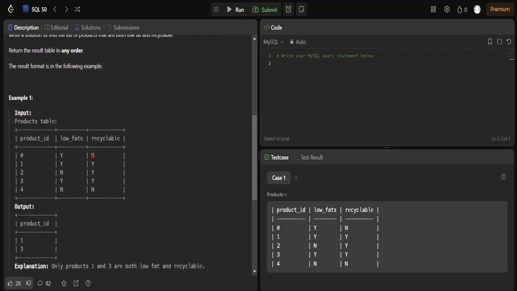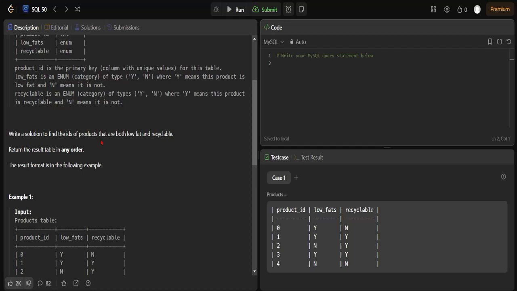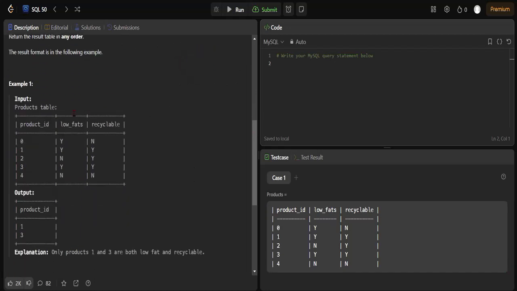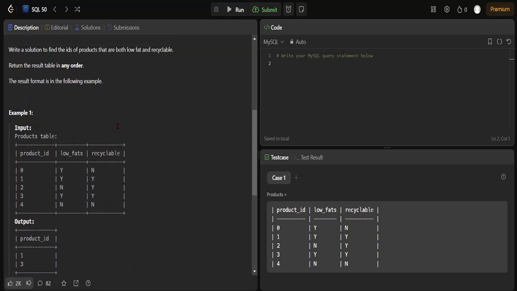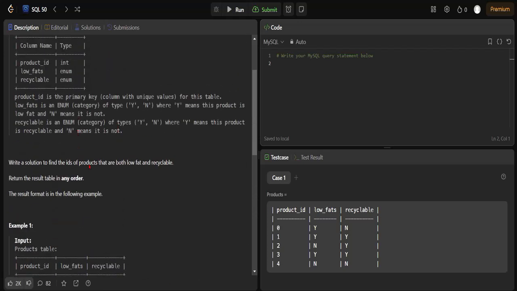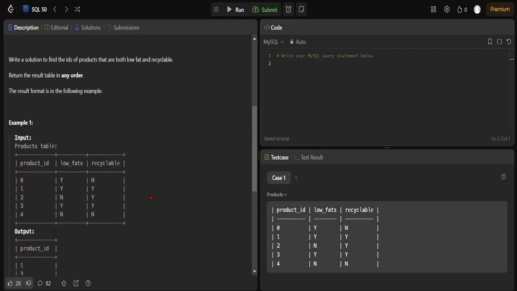Okay, so what is this question asking us? Write a solution to find the IDs of products that are both low fat and recyclable. All right, so we need to find this particular solution. What we can see here is the input: product IDs 0, 1, 2, 3, 4, low fats Y and N, recyclable also Y and N. And I need to find the products which are both low fat and recyclable.